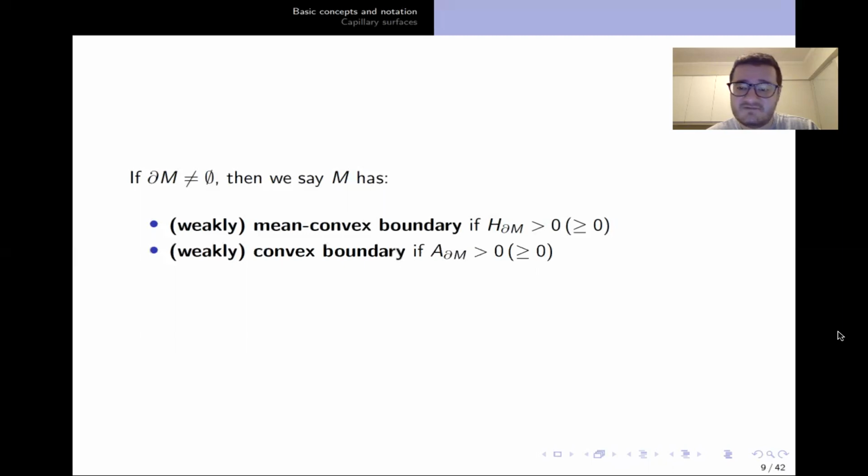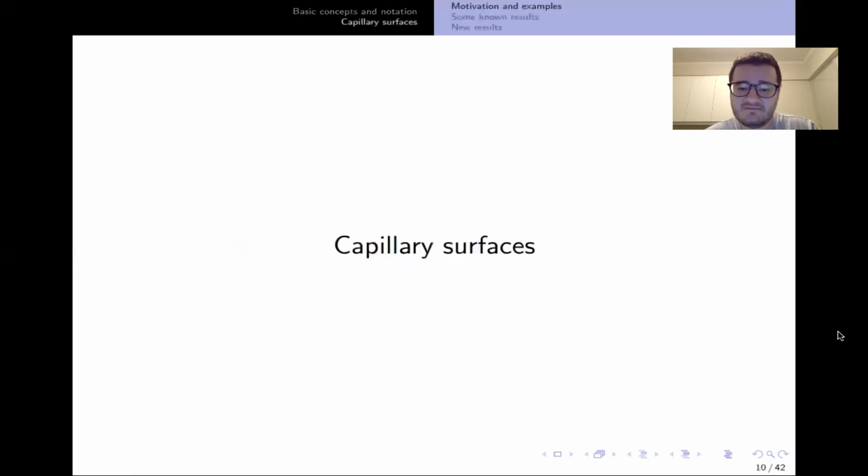Also, if the second fundamental form of the boundary is a positive definite bilinear form, then we say that M has a convex boundary. And if it's just non-negative, it's positive but not necessarily definite, we say that M has a weakly convex boundary. Okay, these were the definitions we need for following up in this talk.